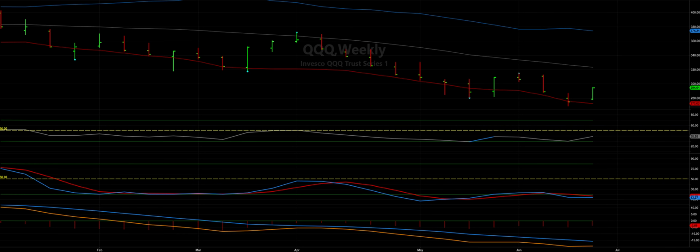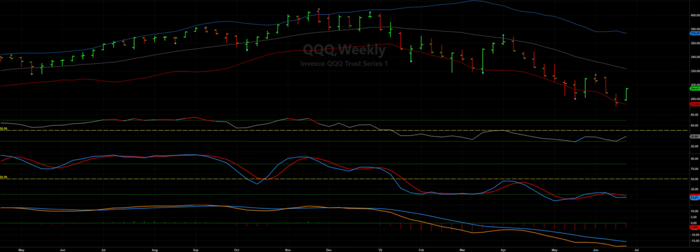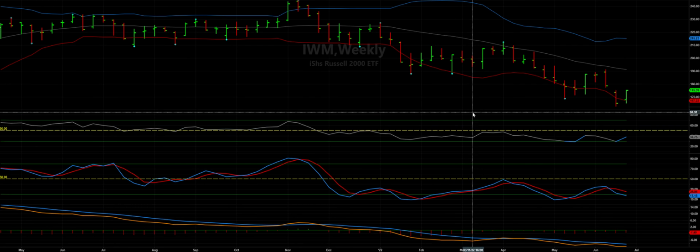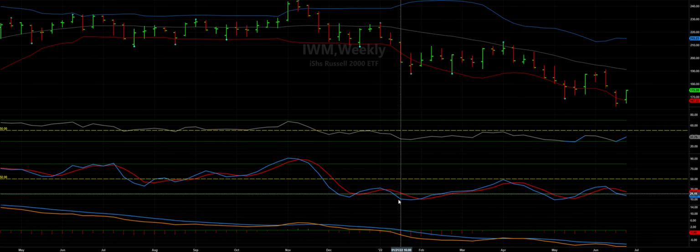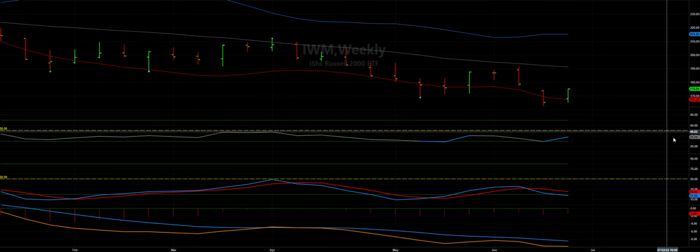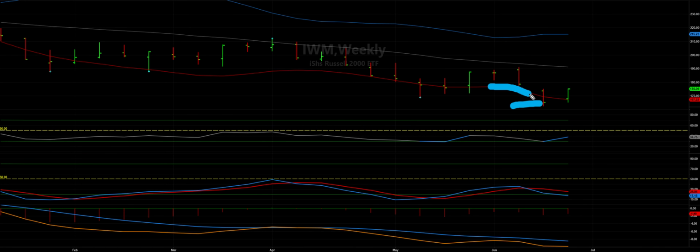So let's now take a look at the IWM, the little guys and girls, the ETF that tracks the Russell 2000 small companies. Same thing. We reset because we closed below the lower Bollinger Band. We got back below 30. We had a bearish crossover and the stochastic moved below 20. It's reset. That was the week before last, we reset.